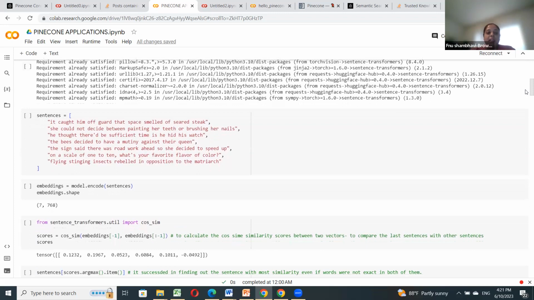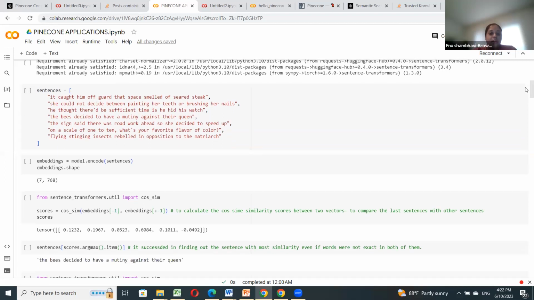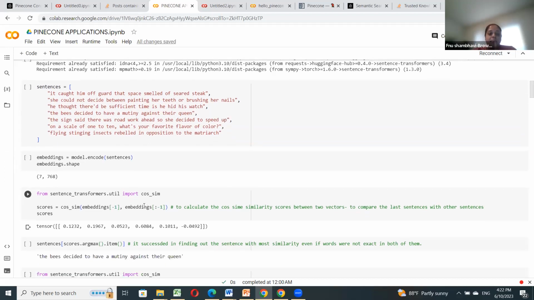After that we have a bunch of sentences. Here we are checking how the machine could identify which sentence is most similar to the other sentences. We first encode, or embed, those sentences. We got 7 vectors, and each vector is of 768 dimensions. Now we are using a cos sim function, which is used for comparing similarity.